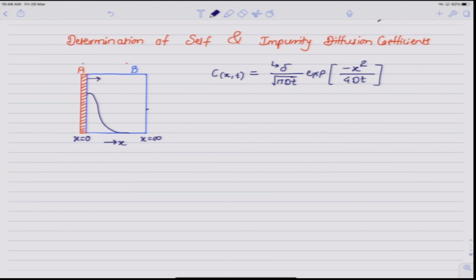To simplify this, if we take the logarithm on both sides, we get ln C is equal to, now this delta is constant, we assume D is constant, only for that assumption we can derive this solution. So, this is constant, so we can assume ln C is equal to k minus x square over 4Dt. So, this is an equation of a line. If we plot ln C versus x square, we will get a straight line with the slope of minus 1 over 4Dt. t is the diffusion time here.